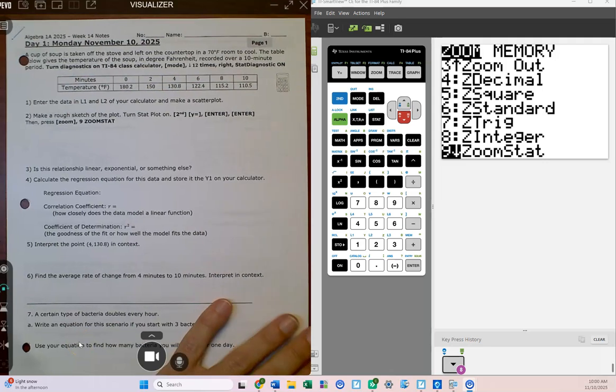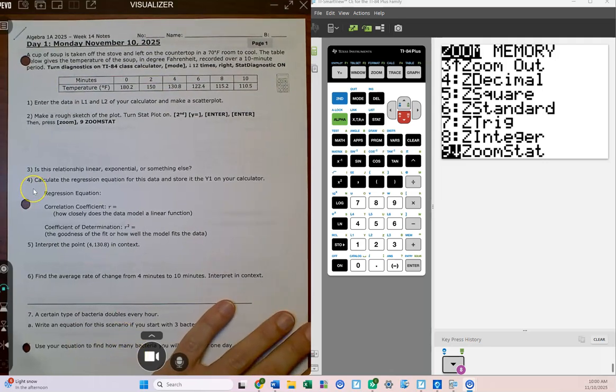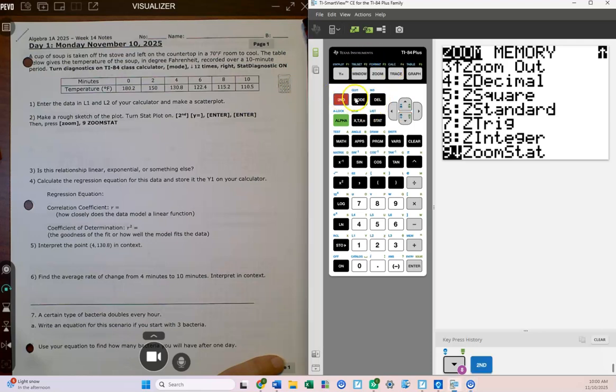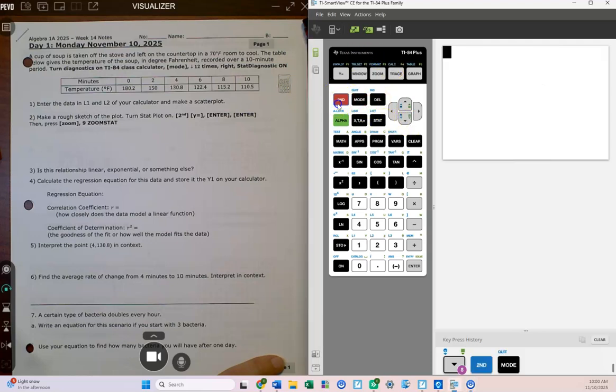Okay, y'all remember the last time we were doing regressions? I about lost my mind because nobody's calculator ever works right. So I wanted to make a video. I've got my calculator. That's the TI-84, not the CE, because that's my classroom calculator.